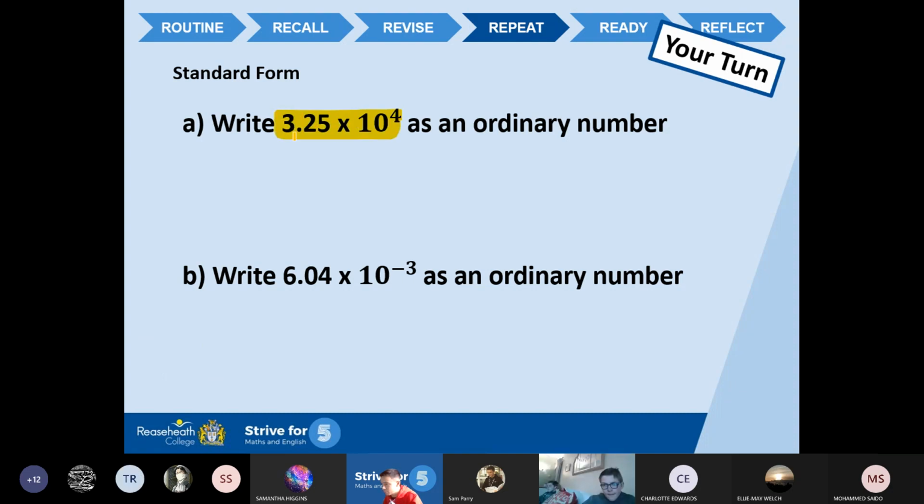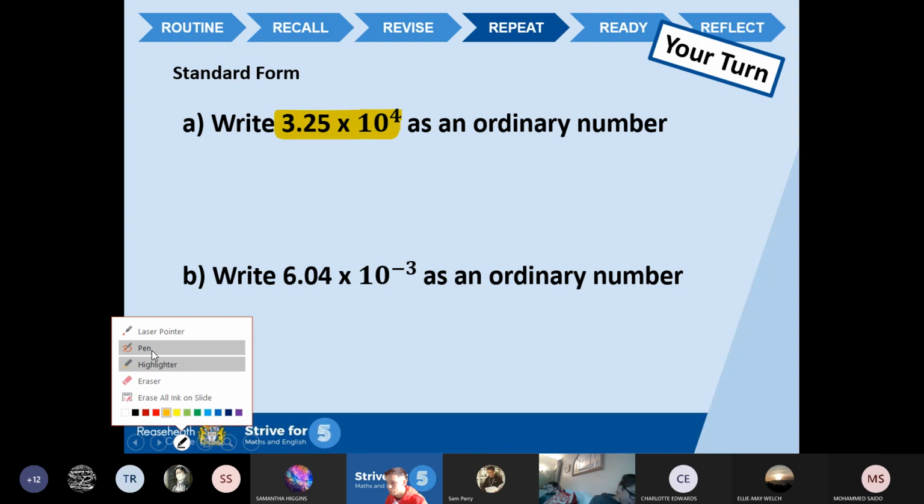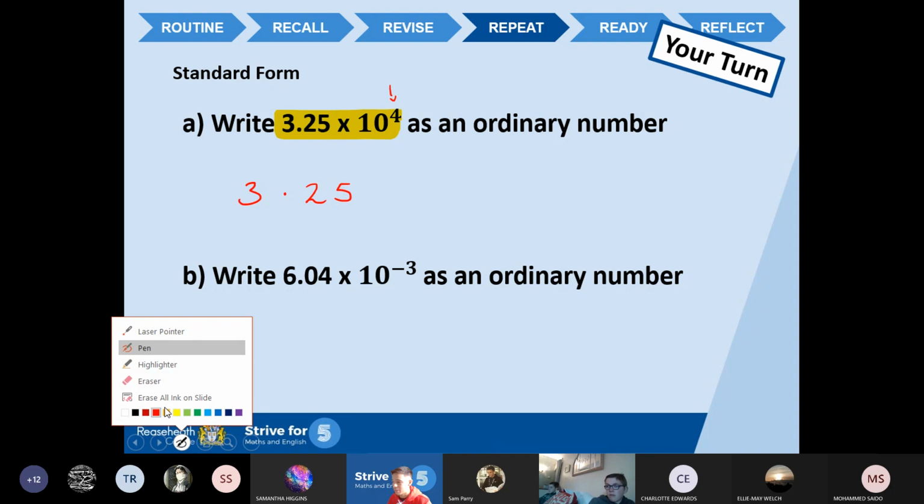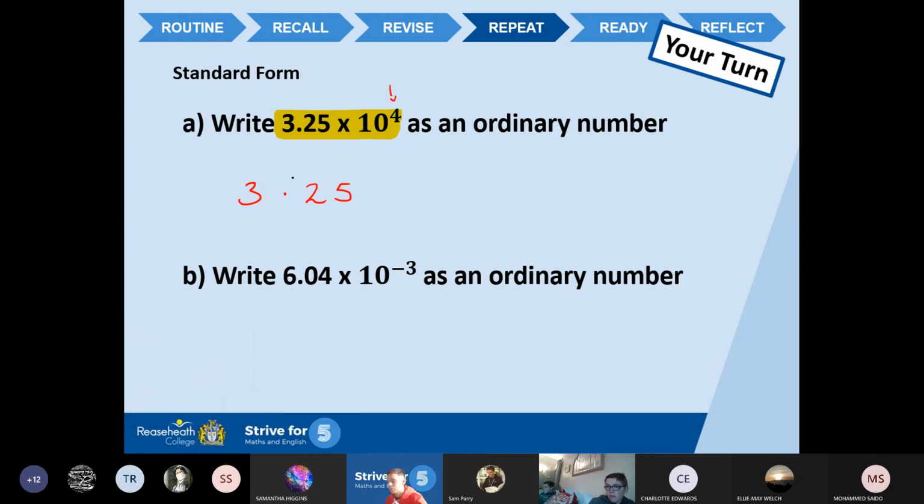3.25 times 10 to the power of 4, okay? So what we need to do is convert that into an ordinary number. The first step is to write 3.25 out, because those are the digits we've been given. Once we've got that, we need to move the decimal point. It tells us here we need to move it 4 places. And because it's a positive 4, not minus 4, we can move the decimal point this way to the right.